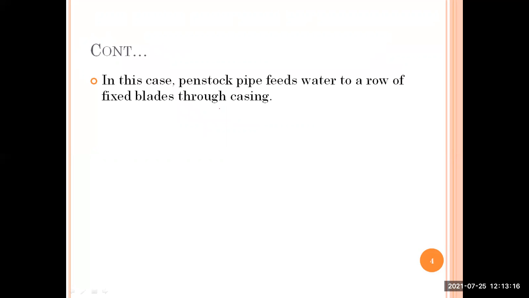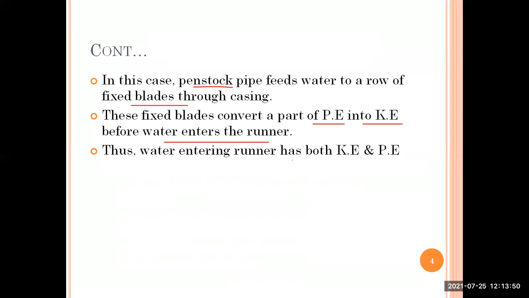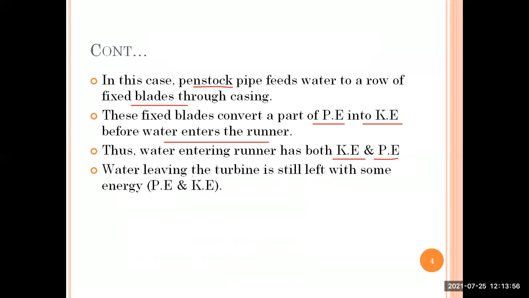In this particular case, the penstock pipe will feed the water to a row of fixed blades through the casing, and those fixed blades will convert the pressure energy into kinetic energy before it enters the runner. Only then will the runner start rotating. Thus the water entering the runner will have both kinetic and pressure energy. That's why it can rotate at a very high speed.